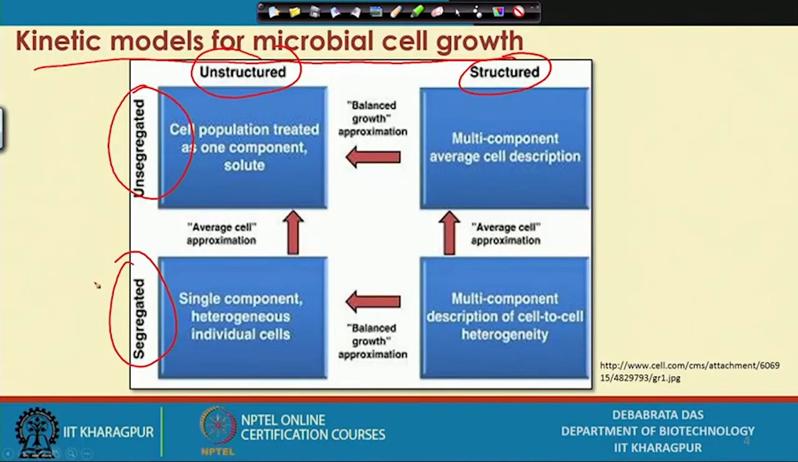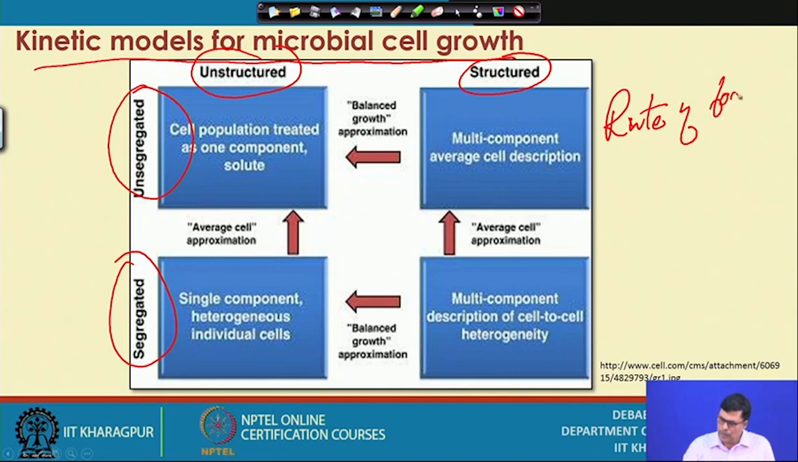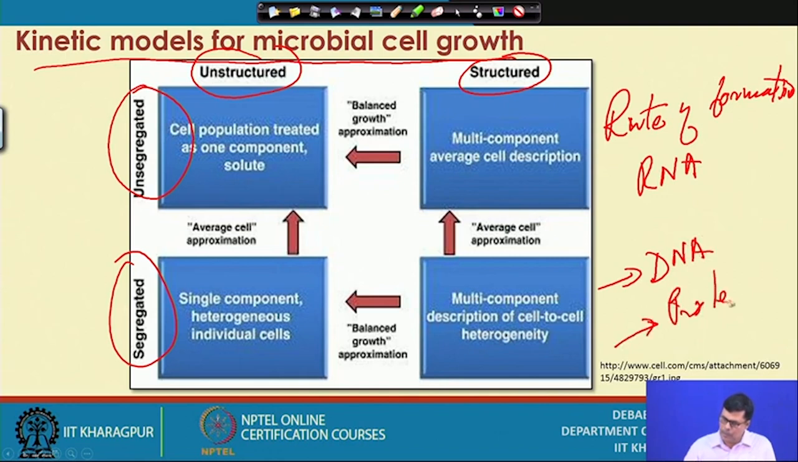Now, what do you mean by structured model? Structured model means the cell comprises n number of biomolecules. They have RNA, DNA, protein and all these molecules. Now, when the cell grows, the concentration of this RNA, DNA, protein may vary with respect to time. And if your model deals with the rate of formation of RNA, am I right? RNA. Then another model deals with the rate of formation of DNA. Another model may be with respect to some kind of protein, a definite type of protein. So, then we call it structured model.